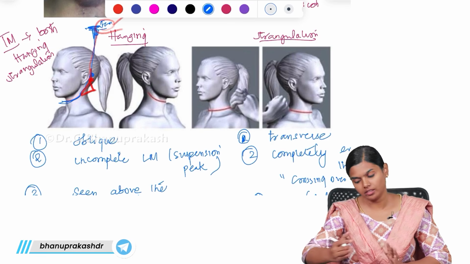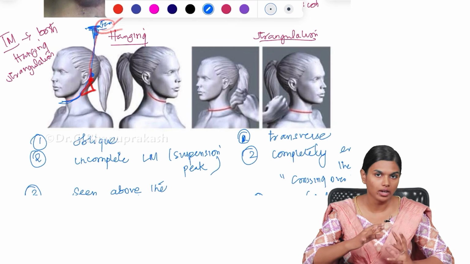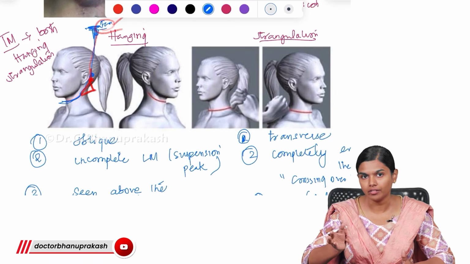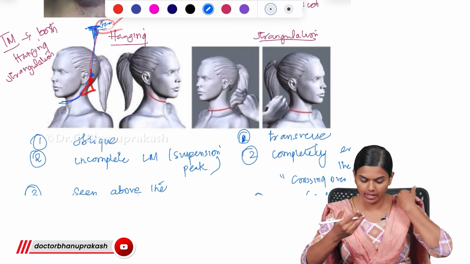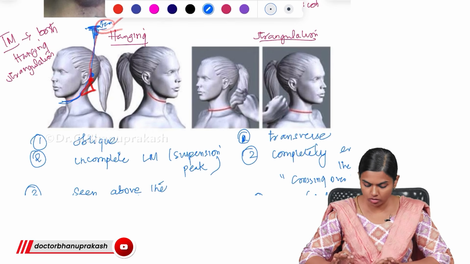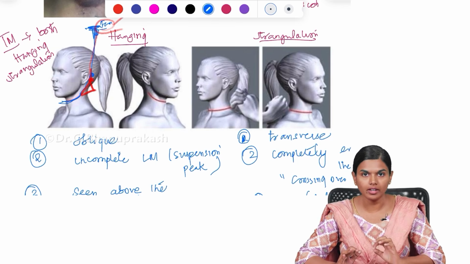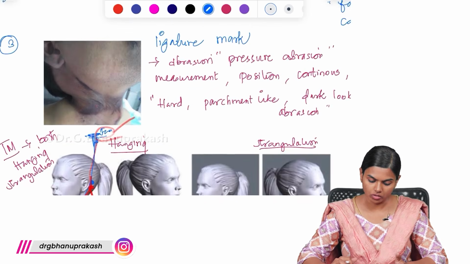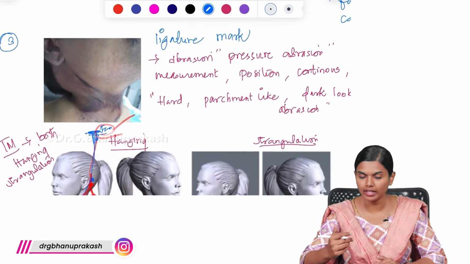So, by looking for these differences, when a body is presented to you only with a ligature mark without any history, you can easily identify whether it is a case of hanging or a case of strangulation. This is how the postmortem feature is written in case of a hanging in the PM report. First we have seen the Tardieu spot, then we have seen the ligature mark.